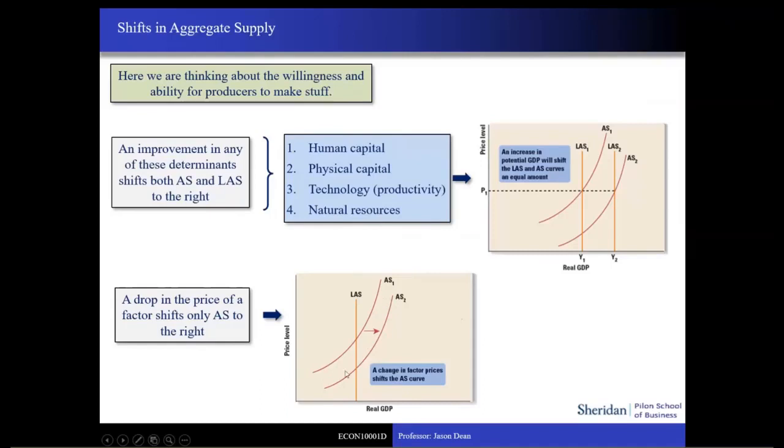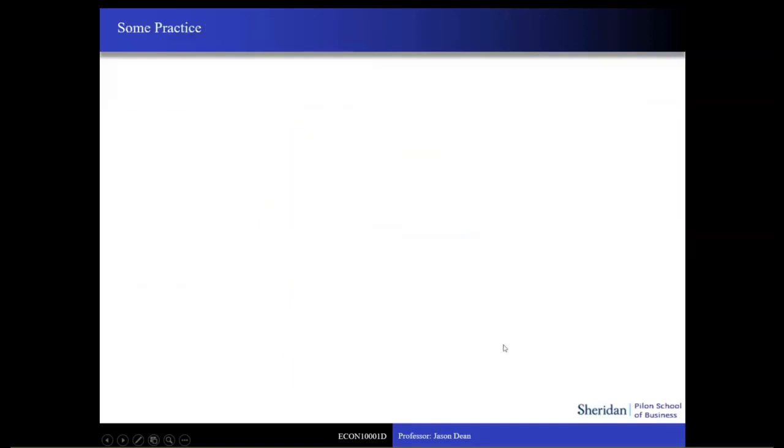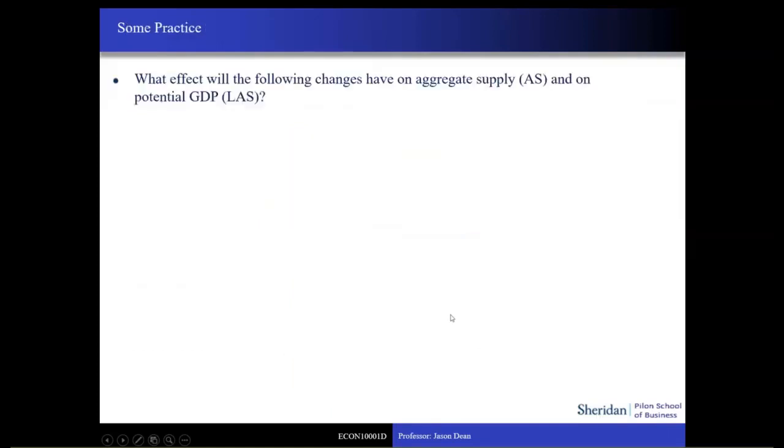And so if there's, say, a drop in the price of a factor, so let's say wages were to fall, we would shift the aggregate supply curve to the right. So if the input prices become cheaper, we shift this to the right. Firms would want to offer more for sale because they can get a higher profit per unit. So let's see if we can determine from these given scenarios which of these two curves will shift.